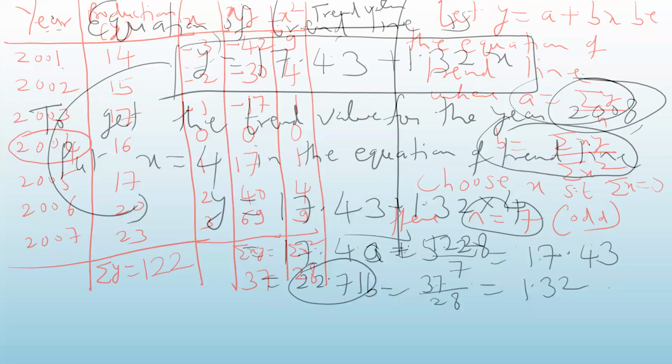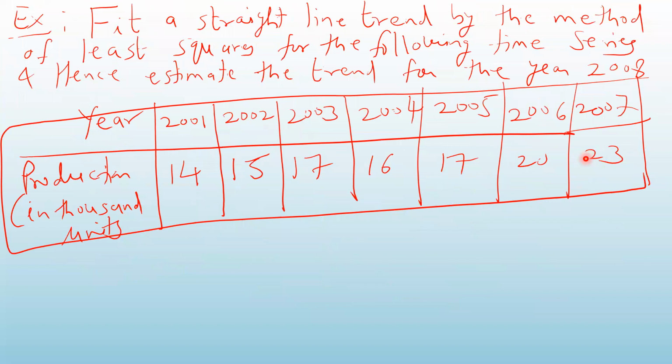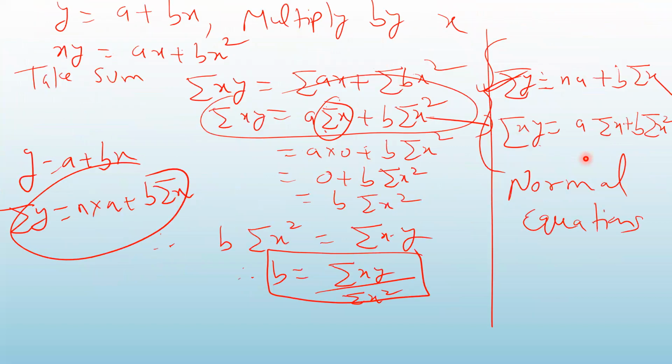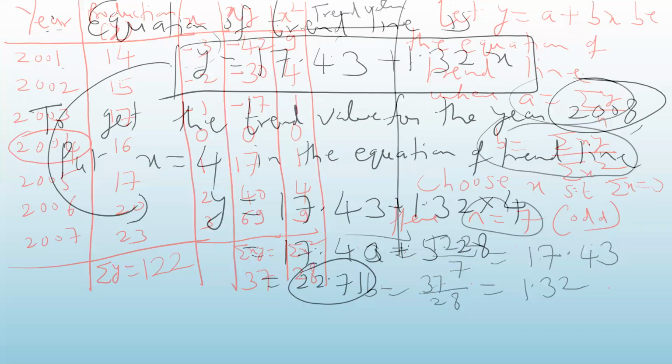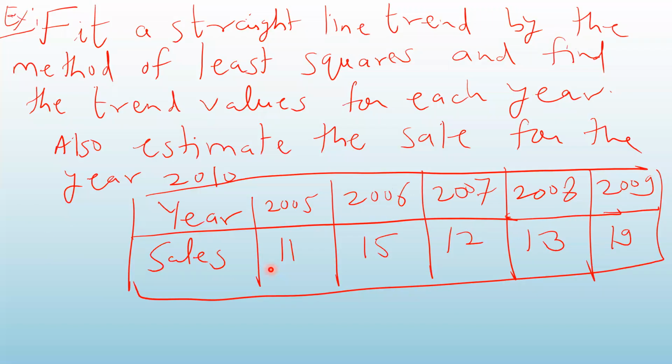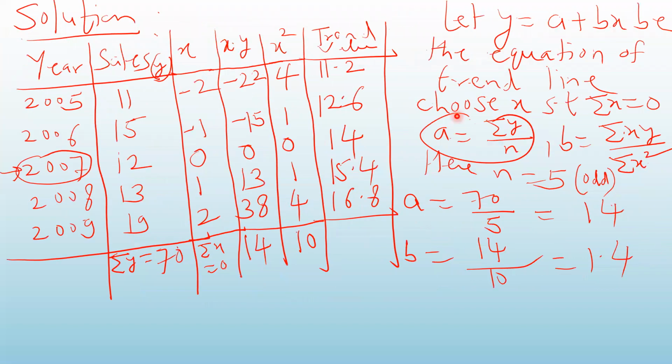So normal equations were given here. See, when I have explained you this in the last lecture, see this method. Okay. These are called normal equations. So when you put summation x equal to 0, you get the values of a and b. Okay. So first thing is to write down the equation of the trend line. Okay. Then convert the time into x.